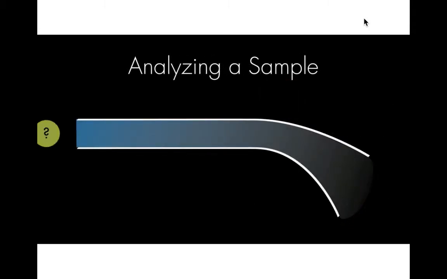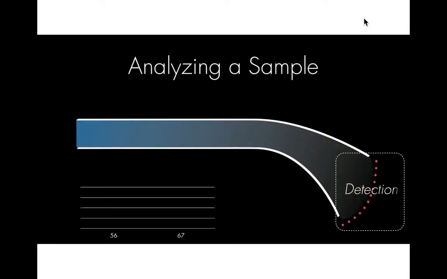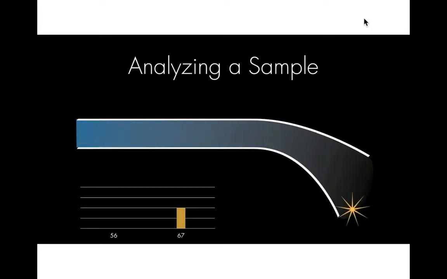So let's analyze a sample. If we vaporize it and ionize it, accelerate it, deflect it, and then detect it, we can record its mass-charge ratio. If we repeat this with more of the same sample, we will record different size fragments. Eventually, we'll know the proportions of all the different size pieces in our original sample.